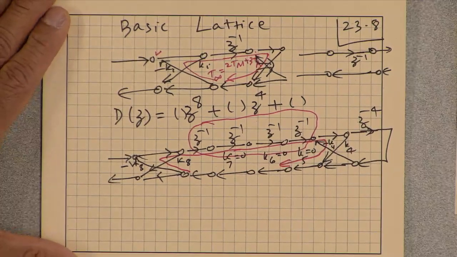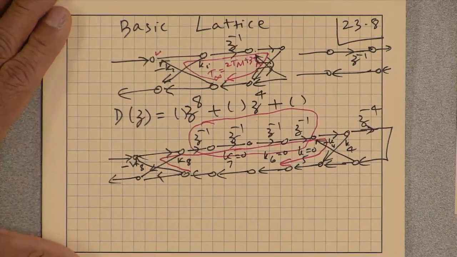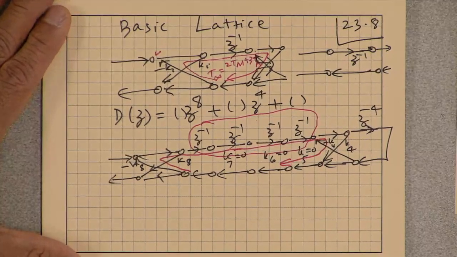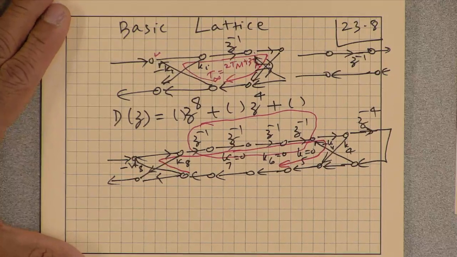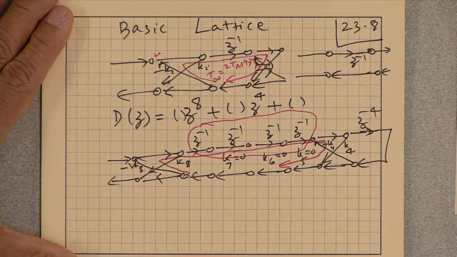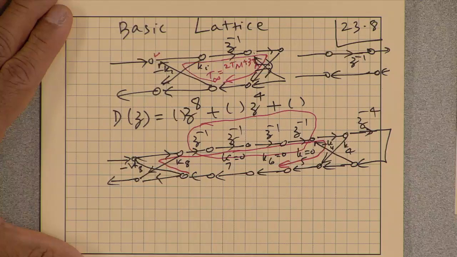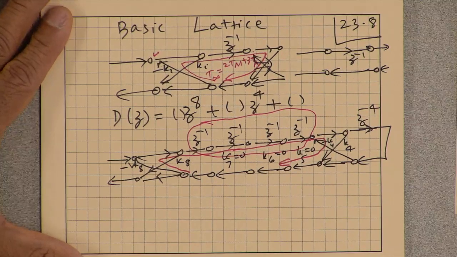Okay, any questions about this pipelining the lattice or increasing the number of delays in the loops in the lattice filter? Yeah. I guess this looks really similar to interleaving by 4 in this case.